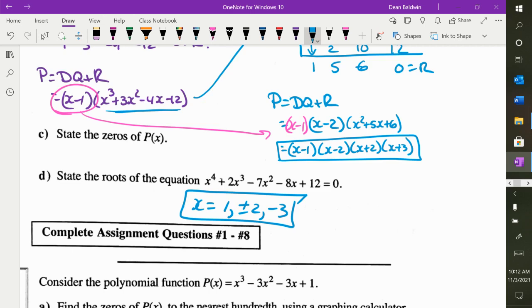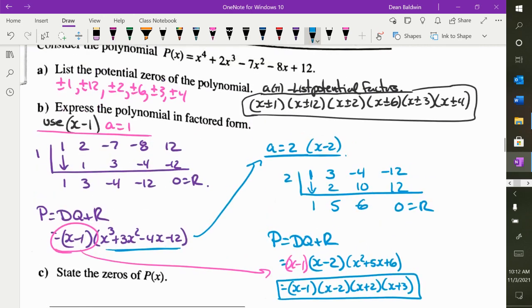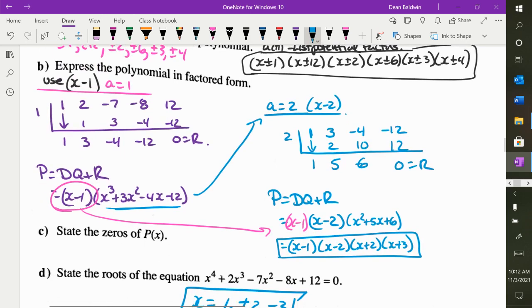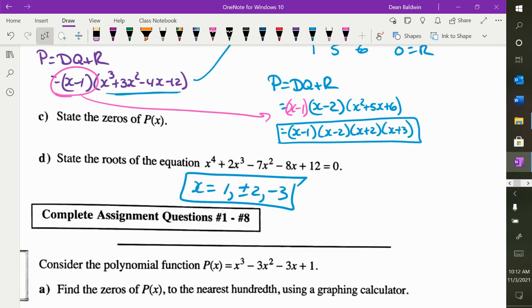Don't you talk about those? Nope, because they don't work. How do you know? They don't work because we just factored it. I mean, you could try them. If you put an a value of 12 or divide by it, you're going to get a remainder that's not 0. So they don't work. These are the only ones that work.